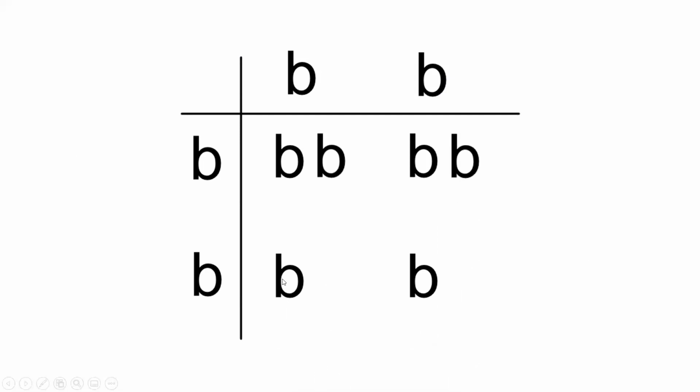Okay, so that is us saying if one of the dad's sperm meets either of the mum's eggs, we're going to get little b, little b. And then we're going to do the same thing along the bottom. Again, little b, little b.